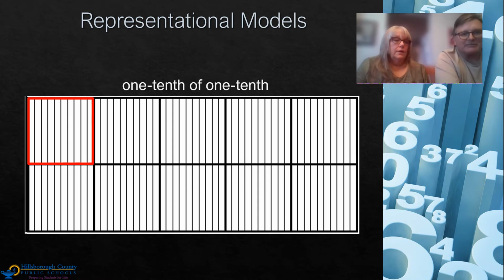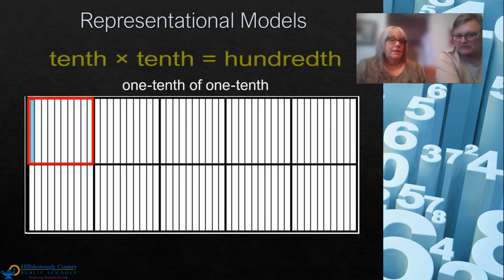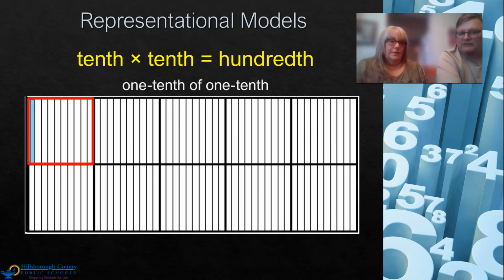But I need to think about the whole. Now I'm really seeing it. It's 100 pieces to make the whole, so that's worth 1/100th. So 1/10 of 1/10 is 100th. That makes sense. Tenths times tenths is going to give me hundredths.